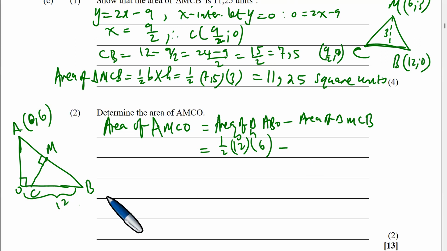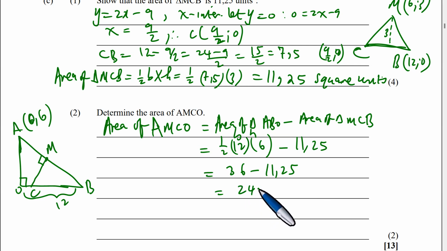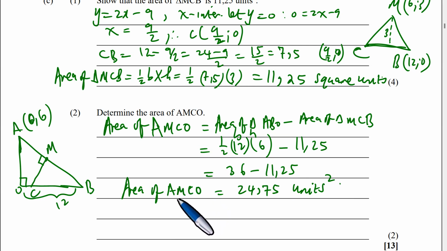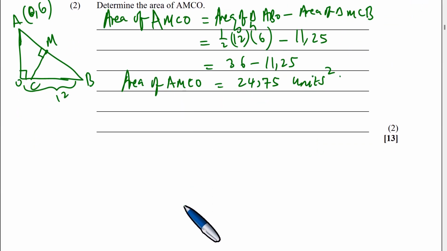Minus now the area of triangle MCB. So MCB is this one, 11,25. So you subtract this one. So this is like 6 by 6. So this is 36 minus 6 by 6 is 36 minus 11,25. And the answer is 24,75 units squared. So this is the area of AMCO. All right. So that is what we get there. Next.